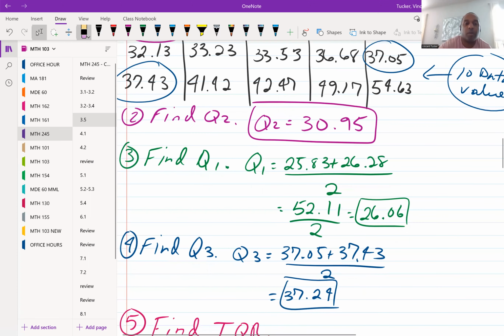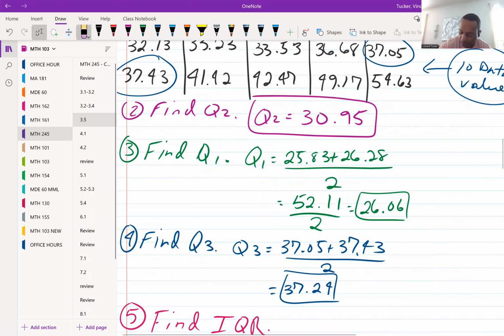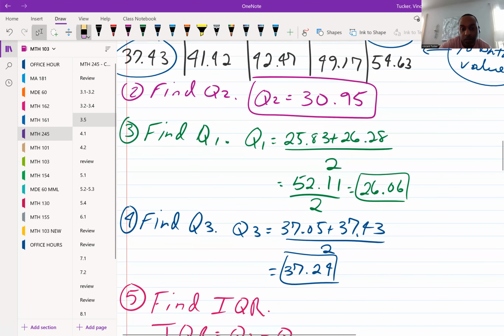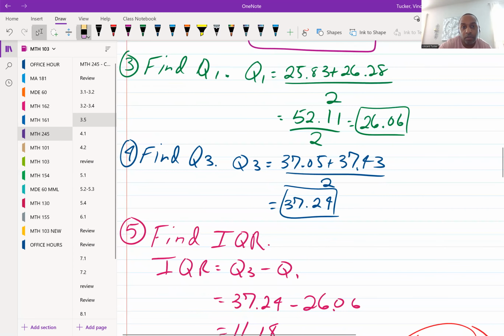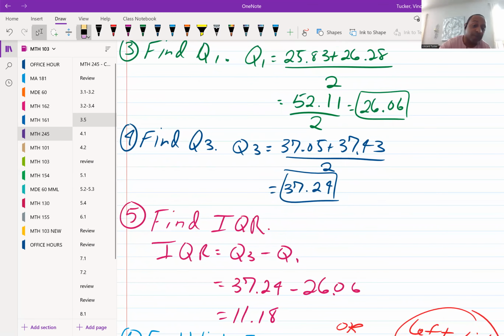All right, any problems with up to step 4? So the IQR is taking Q3 minus Q1. That's 37.24 minus 27.06, which is 11.18.